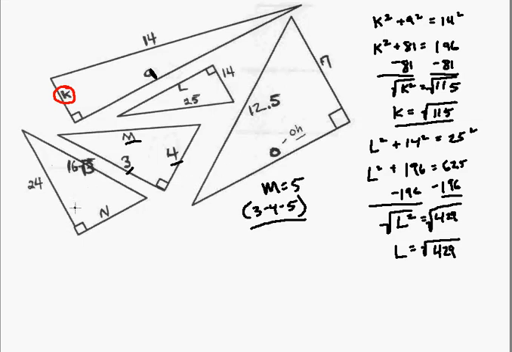Then I have N, and I'm looking at this and thinking that that's probably going to be some kind of 30, 60, 90. Let's see how this would work. Well, if the hypotenuse is equal to 16 square root of 3, then the short side, if it was half of that, would be 8 square root of 3. And then the long side, if it is a 30, 60, 90, would be 8 square root of 3 times the square root of 3.